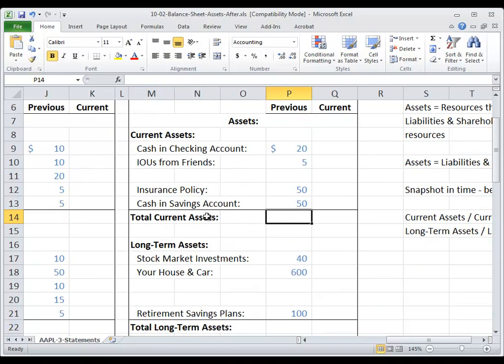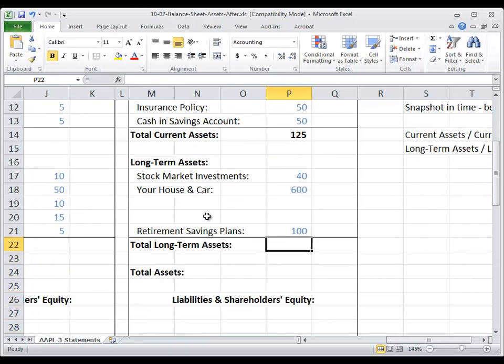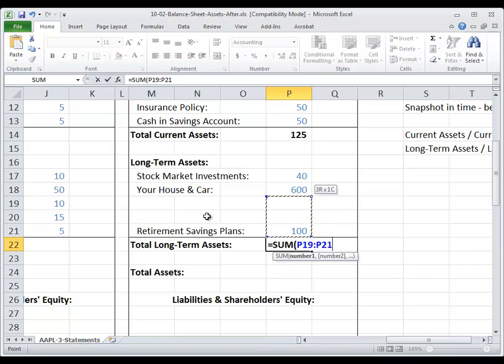Instead of using alt equals, I'm going to actually type in equals and then sum, because we have some spaces here. I'm going to sum up the current assets, and then I'm going to sum up the long-term assets right here, just using the arrow keys to move down and then entering equals and then sum. I'm using shift and the up arrow key to move up and to select all these. Then I'm going to close the parentheses.